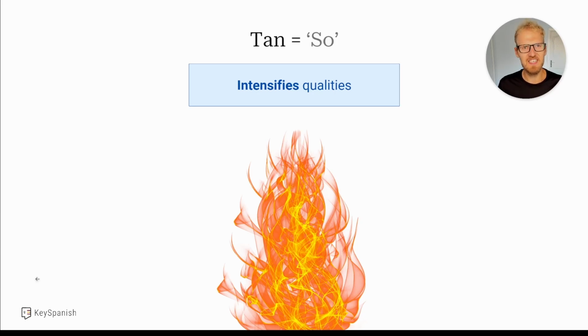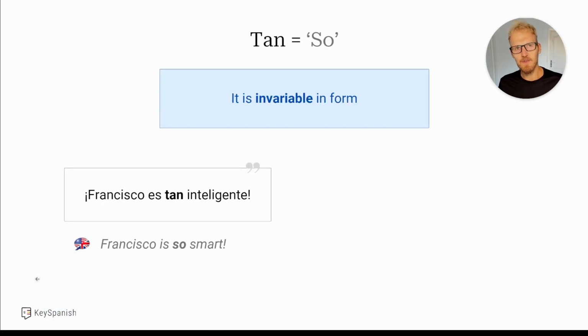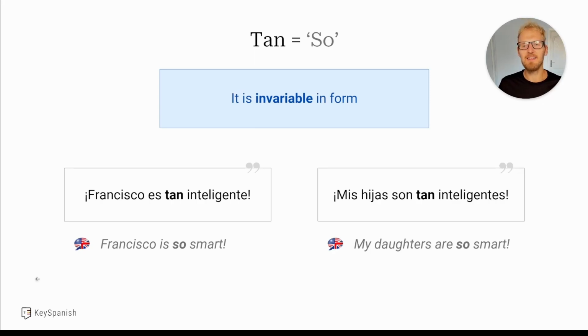Just think of it as qualities. Example, Francisco es tan inteligente. Francisco is so smart. Oh my goodness. And tan, good news for you, it does not change. It's always tan. It does not have a feminine form, masculine, plural, nothing. It's Francisco es tan inteligente and mis hijas son tan inteligentes. So now we're talking about the feminine plural instead of masculine singular, but tan is just tan.